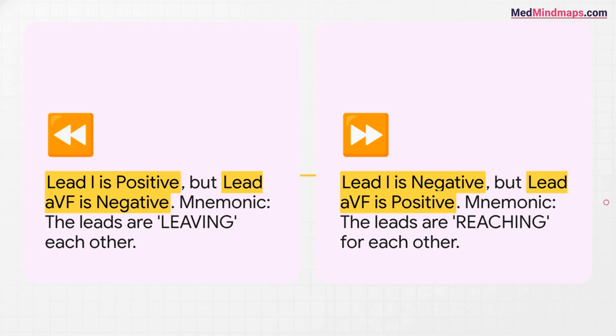If it's positive in I but negative in AVF, they're leaving each other. That's left axis deviation. And if it's negative in I and positive in AVF, they're reaching for each other. That's right axis deviation. Super quick check.